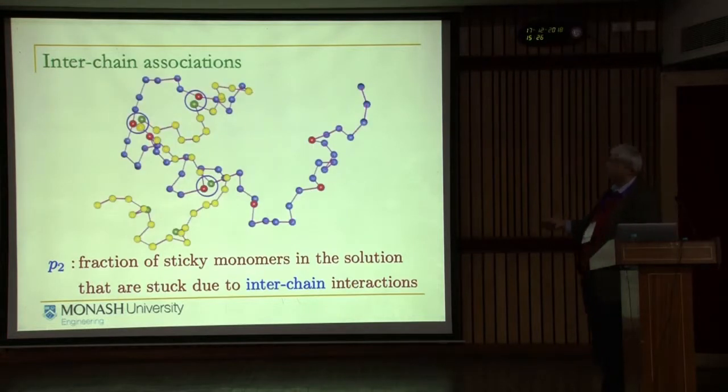You could also have interchain associations. So sticky groups on different polymers can stick together. And the fraction of all the stickers that are present in your system that do this, we denote by P2, okay?